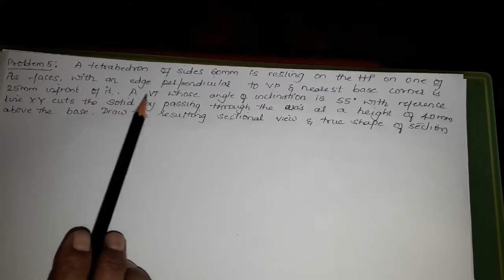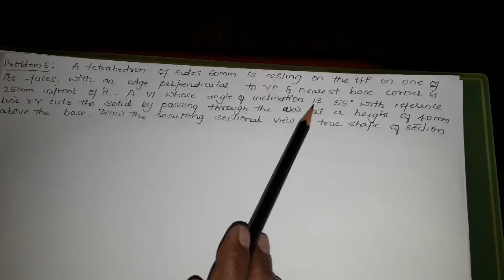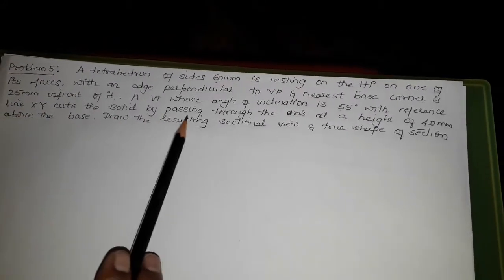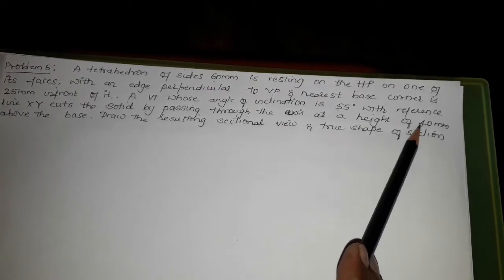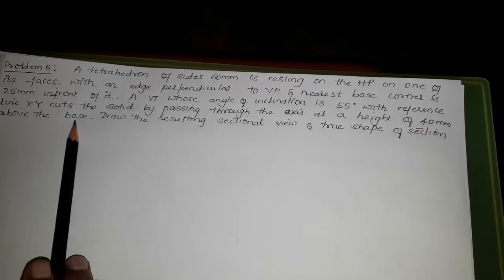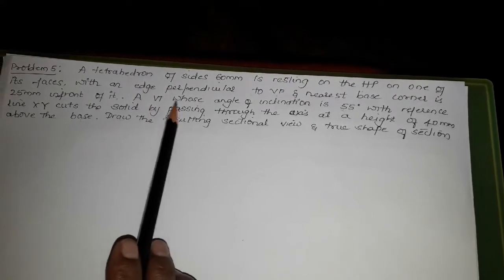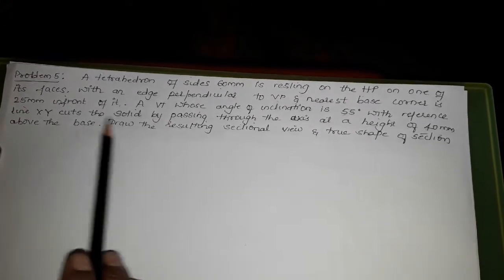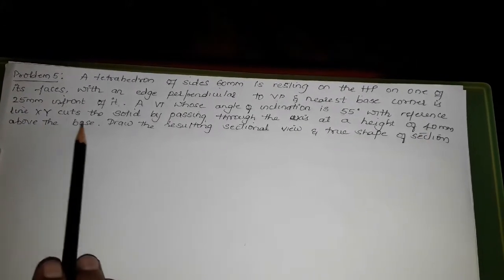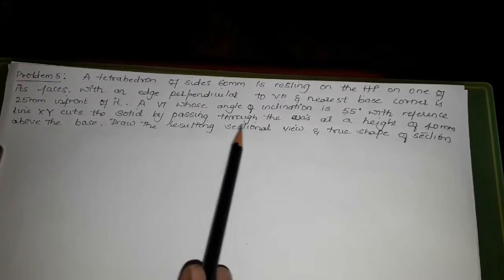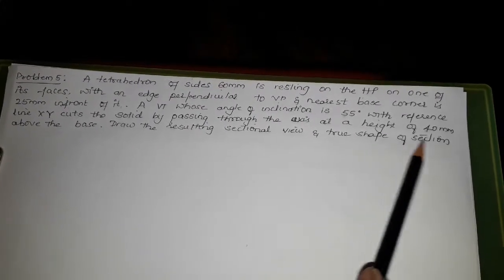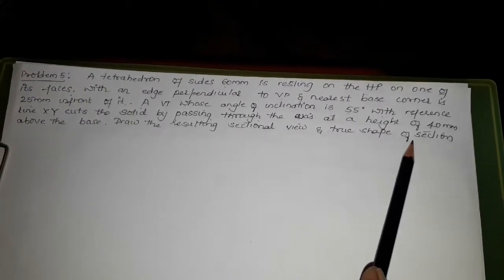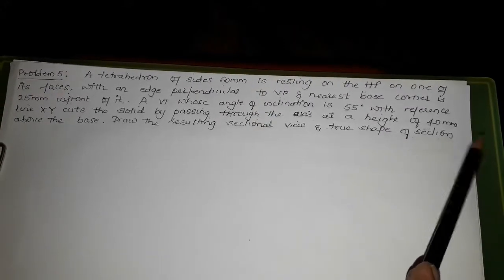A vertical trace whose angle of inclination is 55 degree with the reference line XY cuts the solid by passing through the axis at a height of 40 mm above the base. So he says that whenever you draw the vertical trace, its inclination is 55 degree and it is supposed to be drawn at a height of 40 mm above the base. Draw the resulting sectional view and true shape of section. So we need to obtain the sectional view and the true shape of section. Let us start with the solution now.